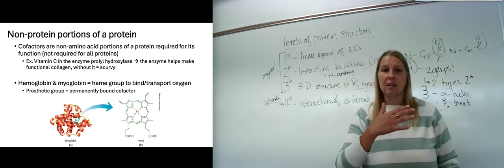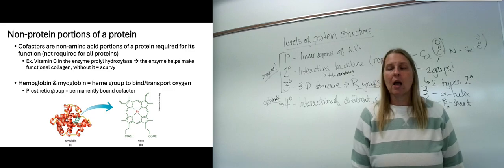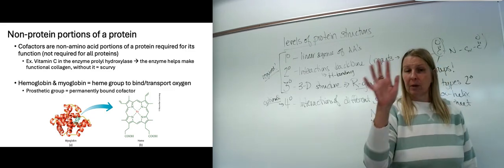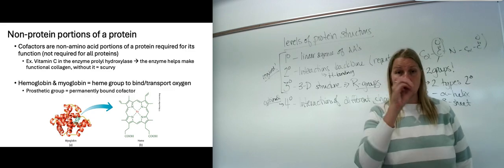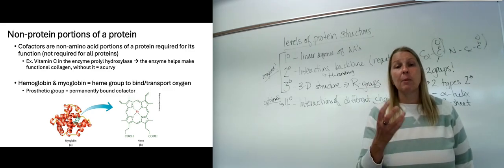Hemoglobin is the protein that carries oxygen throughout our bodies. Well, hemoglobin is made up of amino acids because it's a protein, but the portion that actually interacts with oxygen to deliver it to different places is made up of iron.